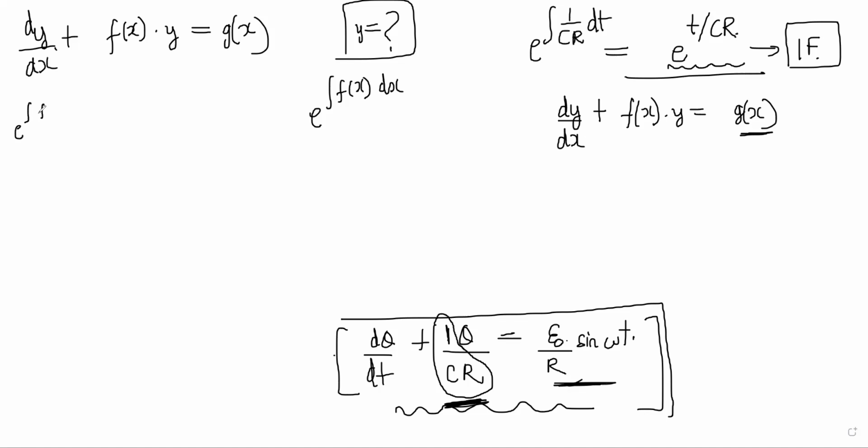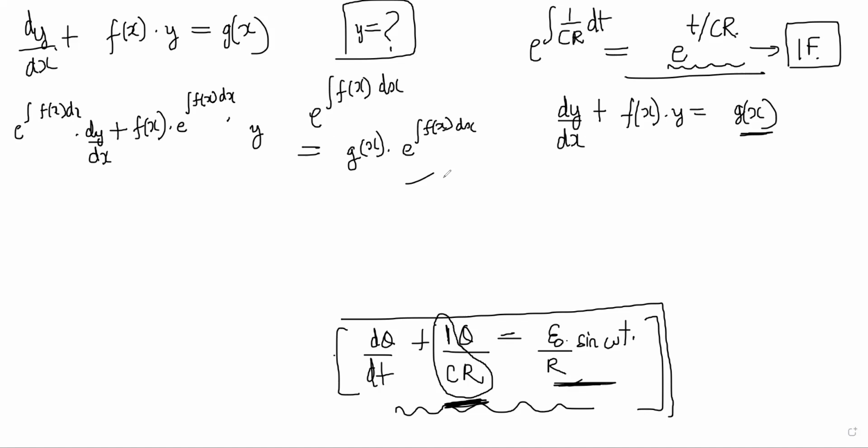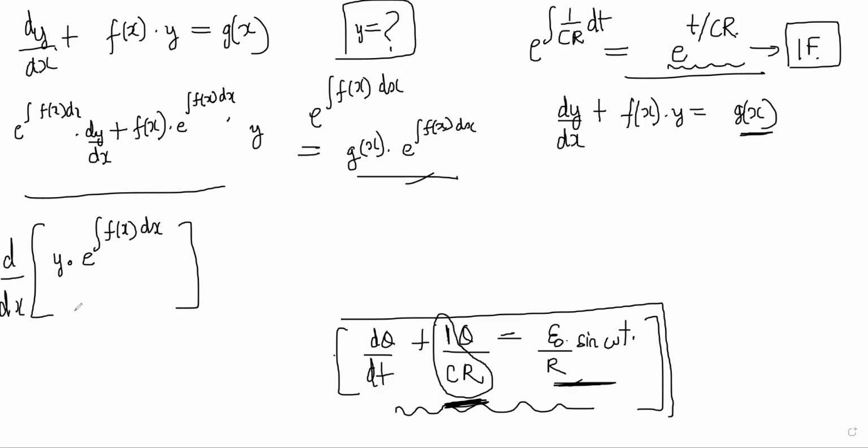E power integral of f(x) dx into dy by dx plus f(x) into e power integral of f(x) dx into y is equal to g(x) into e power integral of f(x) dx, right? Now notice, if you take y into e power integral f(x) dx and differentiate this, see what comes. The first term would be dy by dx into the same thing. The second term: I keep y as it is and differentiate this, which gives this into the differentiation of the top part, which is f(x).